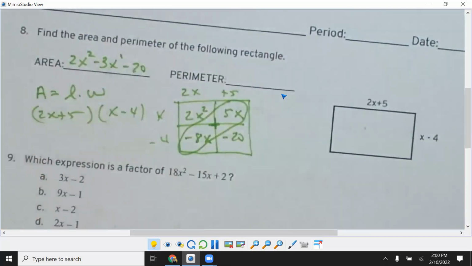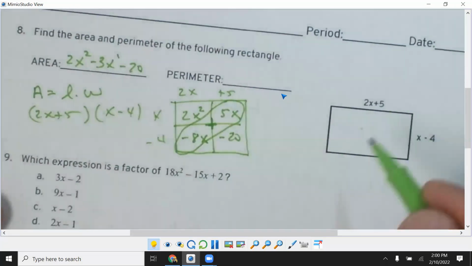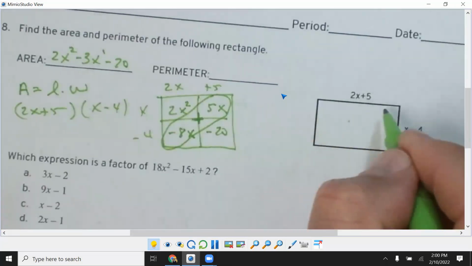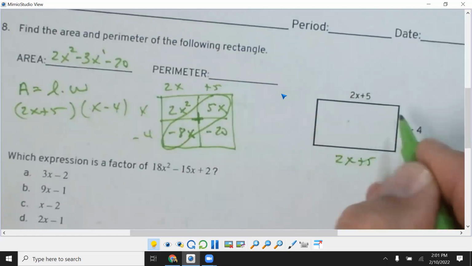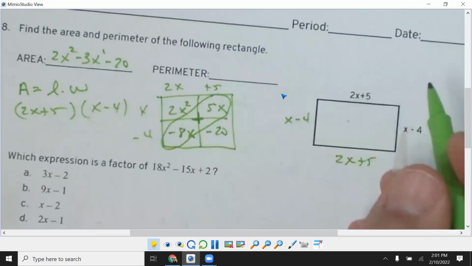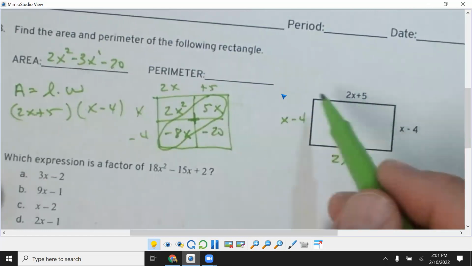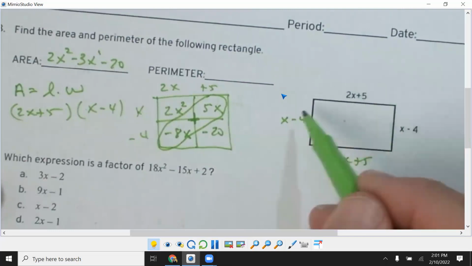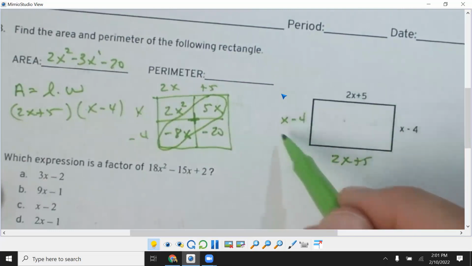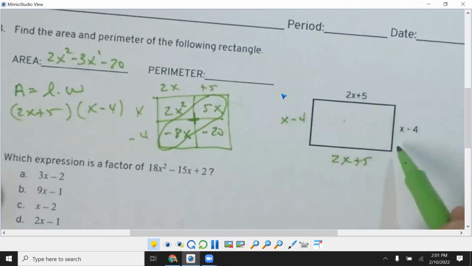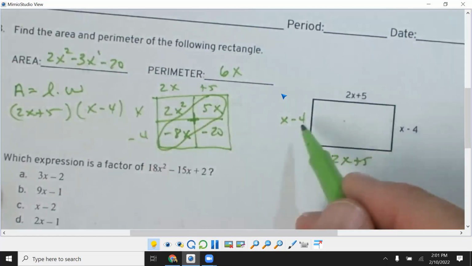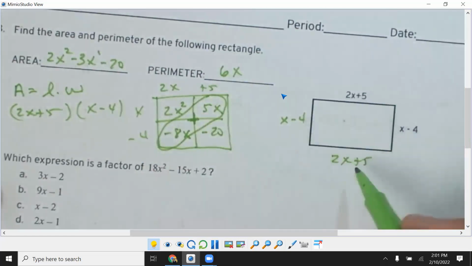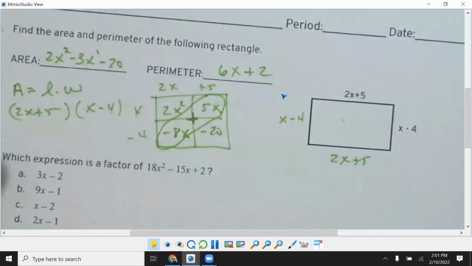That is the area. Now, how do I find the perimeter? Well, if you remember, perimeter means add up all the sides. So if this is a rectangle, this here is 2x plus 5. This here is 2x plus 5. If this is x minus 4, this is x minus 4. Now, this is pretty simple. If kids mess up on this, add up all the x's. Well, that's 2 plus 1 more. Remember, that's a 1, so that's 3. 4, 5, because that's 2. And then 6. So my first one's going to be 6x. Now take your numbers. 5 minus 4, that's 1. So 1 plus 5 is 6, and 6 minus 4 is 2. And there's my answer.